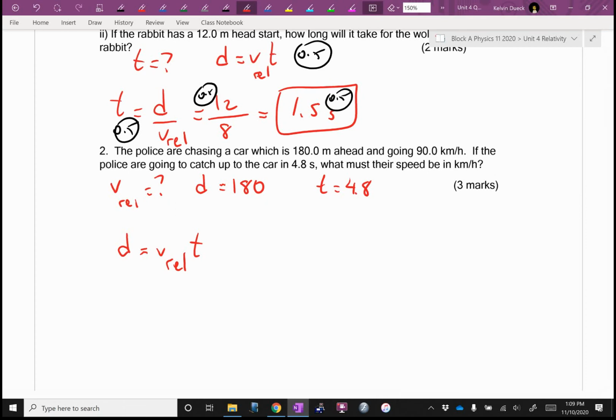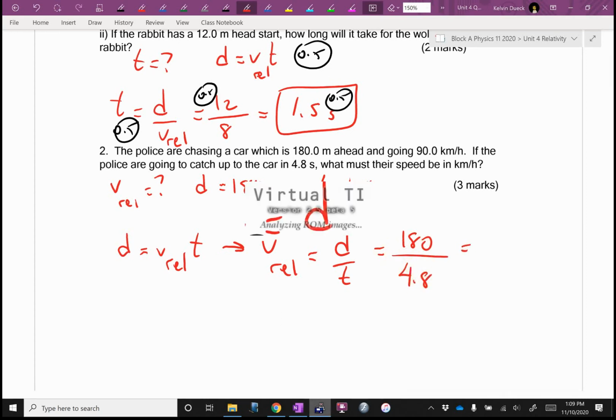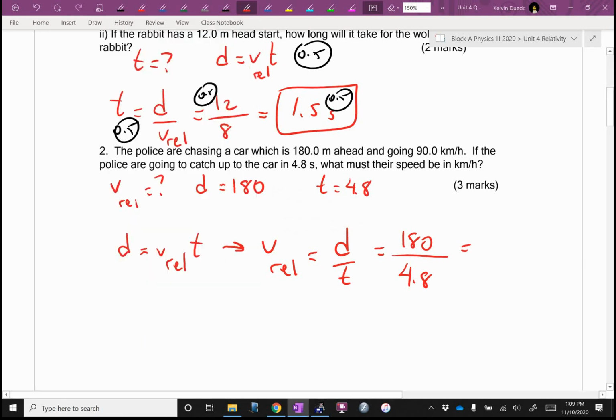What did you say this wants me to find, Pinnell? Speed, and we said VREL. Oh, what's the T doing? And how will I move it over? I guess it's going to be D over T. It's going to be 180 divided by 4.8. This might work out nice. I can't remember. 37.5? Now, that's 37.5 meters per second.